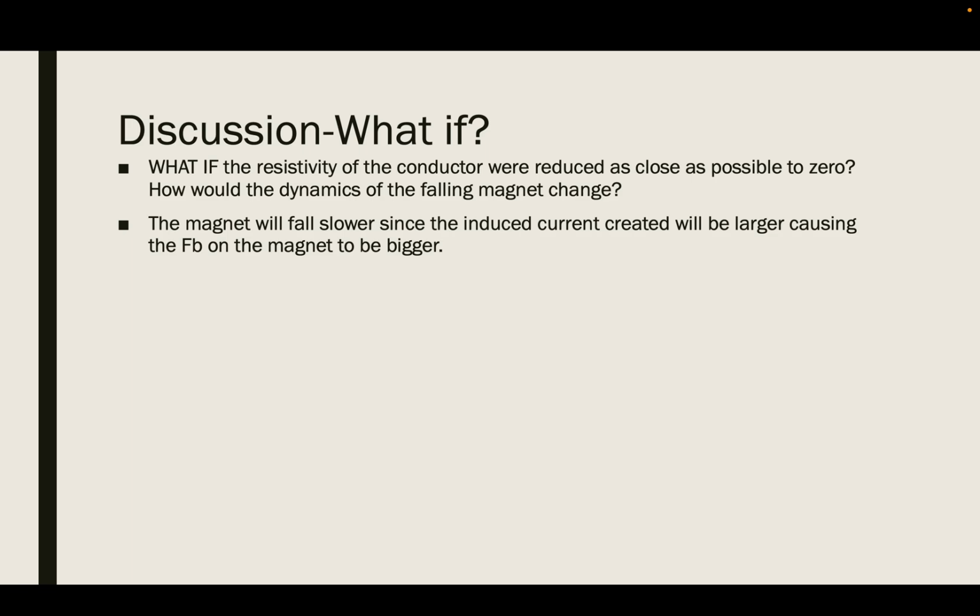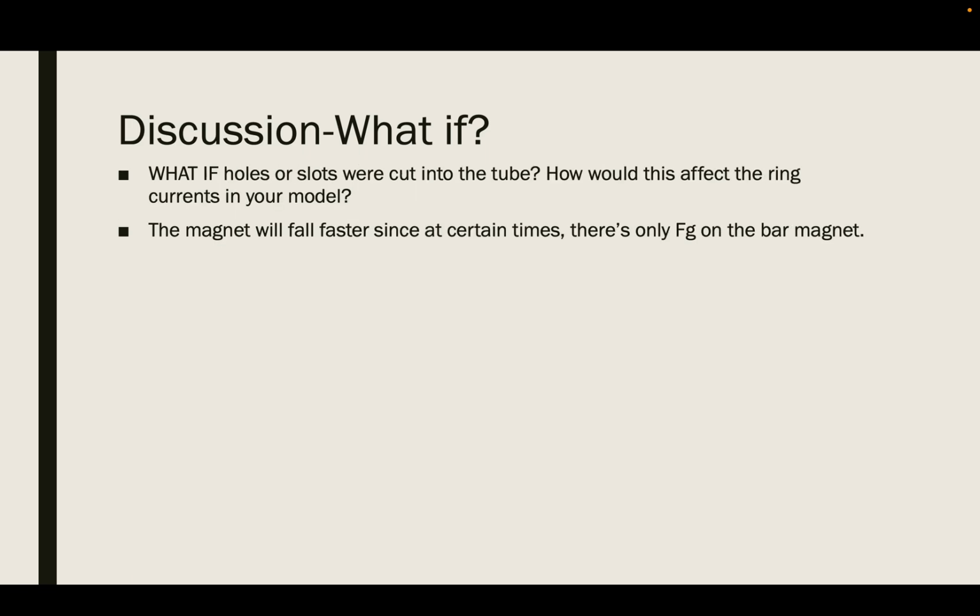Remember, we used Ohm's law to calculate the induced current on the wire, so R in the denominator will be smaller, causing I to be bigger, thus causing Fb provided by the current to be bigger. So for F net on the bar magnet, the upper force Fb will be bigger than before, causing the magnet to fall slower. What if there are holes in the tube?